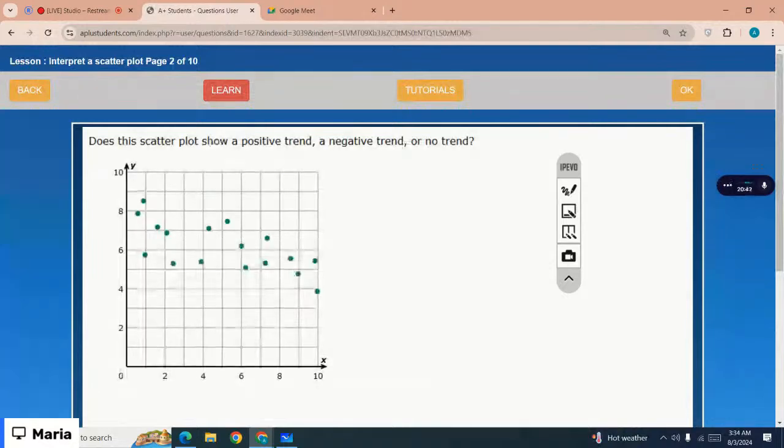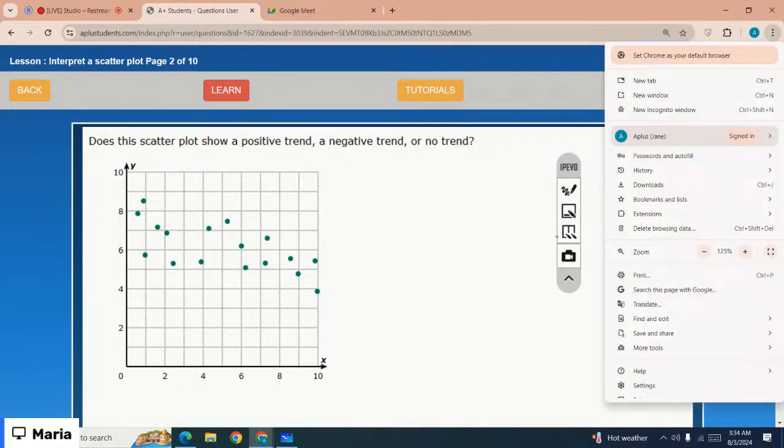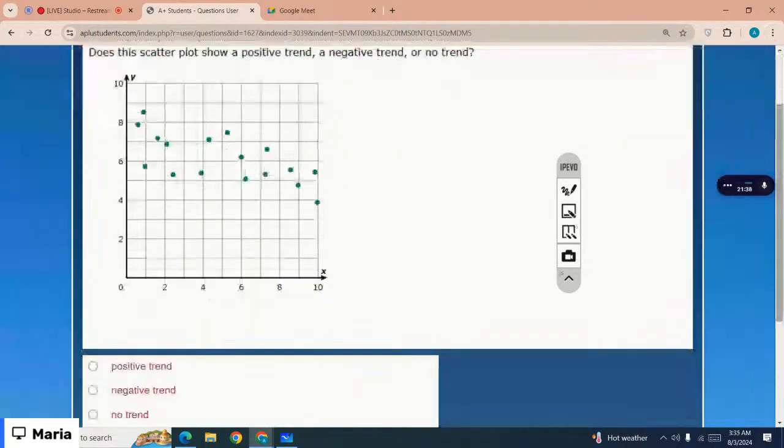Okay, does the scatter plot show a positive trend, a negative trend, or no trend? So which is the correct option? Negative trend it is, right? Because as the x values are increasing, the y values are decreasing. Yes, very good. The graph shows the negative trend. The correct option is negative trend. Option number two is the correct option.